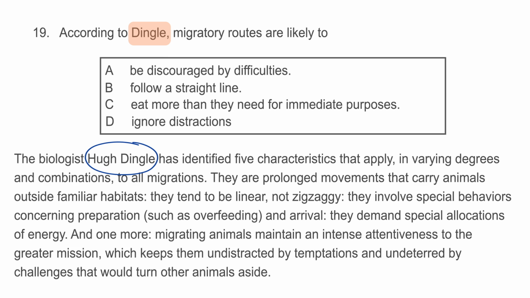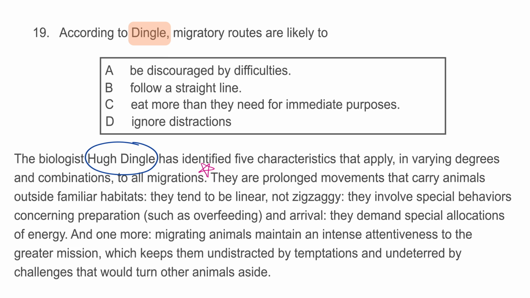So we do not have still yet anything related to the question. They are prolonged movements that carry animals outside familiar habitats. They tend to be linear, not zigzaggy. They involve spatial behaviors concerning preparation, such as overfeeding and arrival. They demand, all right, that's it. In the second sentence, they are prolonged movements, all right. We can guess that maybe the answer is here, all right.